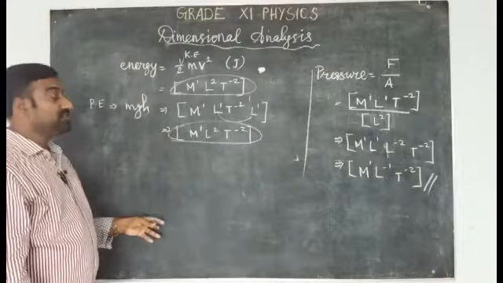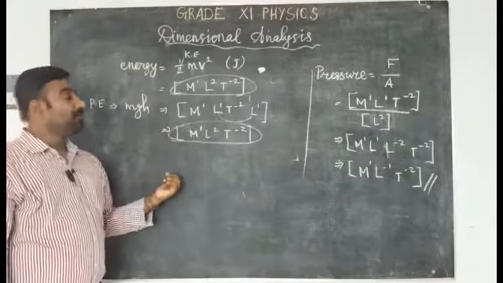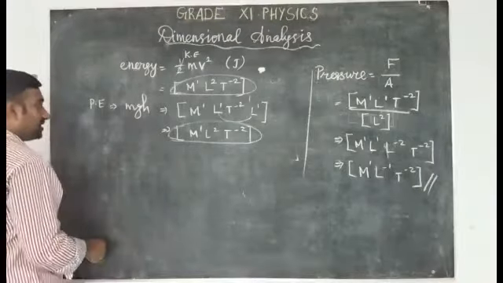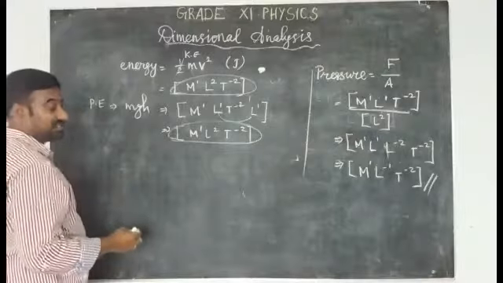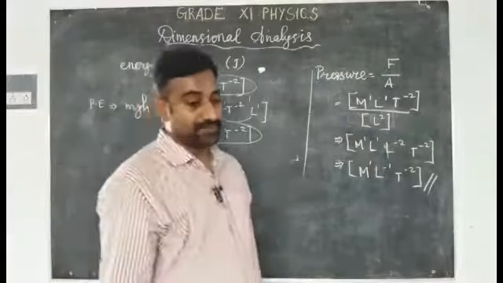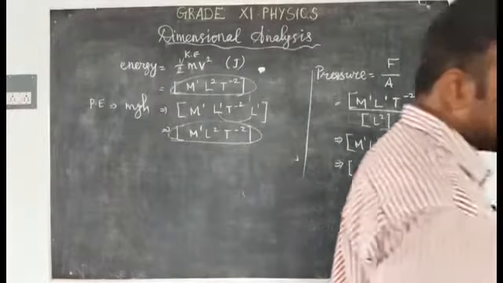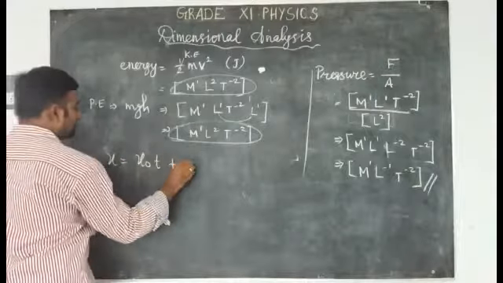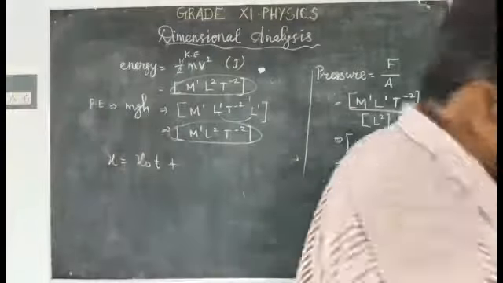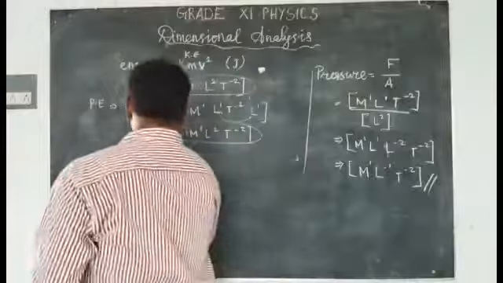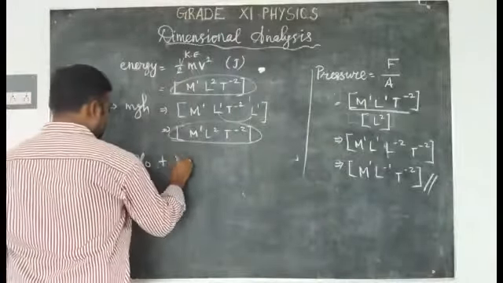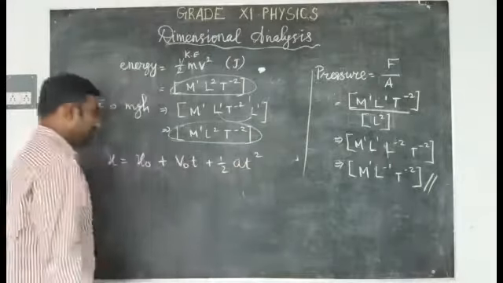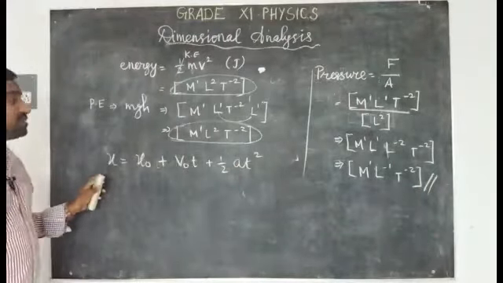The dimensional formula is used to check the homogeneity of the given equations. For example, take the second equation of motion in our book. What is the second equation of motion? X is equal to x naught plus v naught t plus half at square. This is the displacement. S is equal to ut plus half at square.